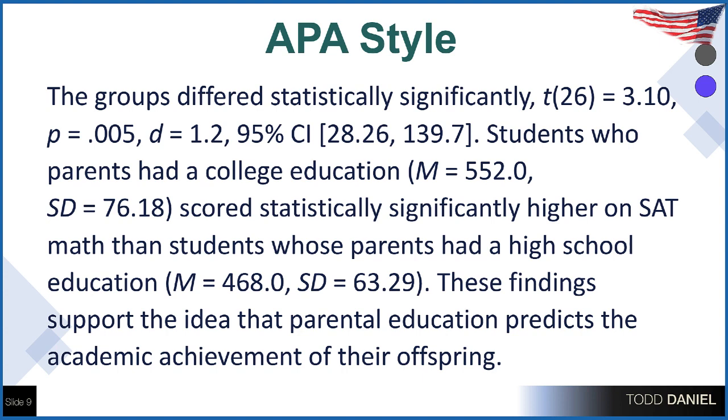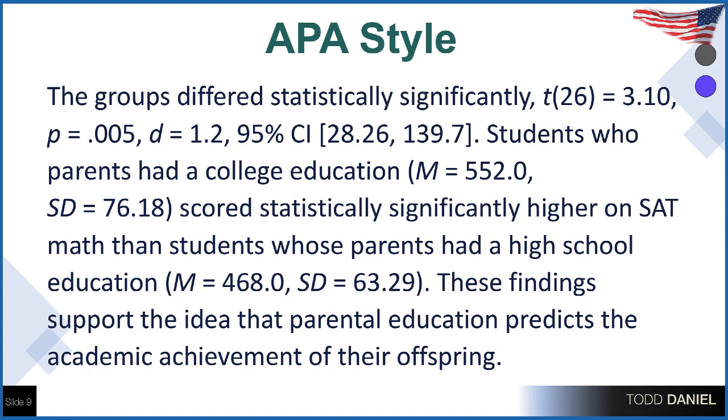So students whose parents had a college education, we see their mean and standard deviation, scored statistically significantly higher on the SAT math, our dependent variable, than the students whose parents did not have the college education or had a high school education. Again, their means and standard deviations. And then what does that all mean? Well, this supports the idea that parental education predicts academic achievement of the offspring.